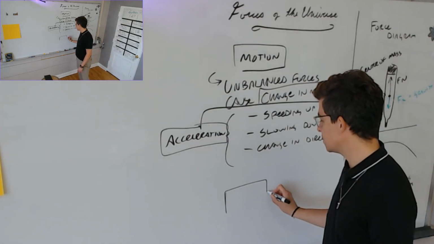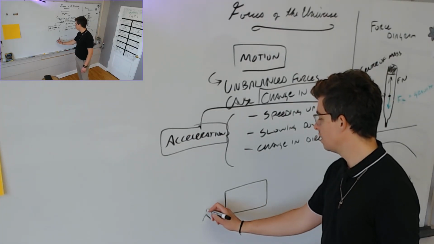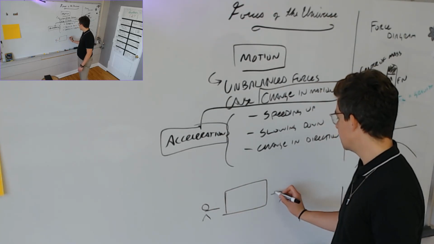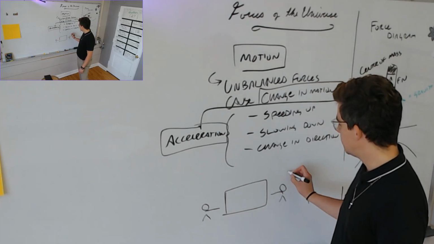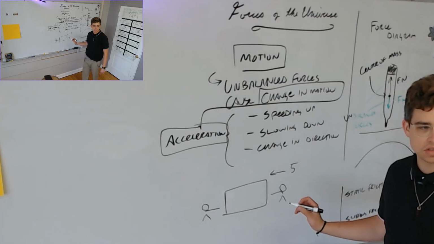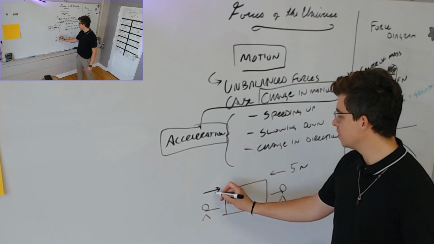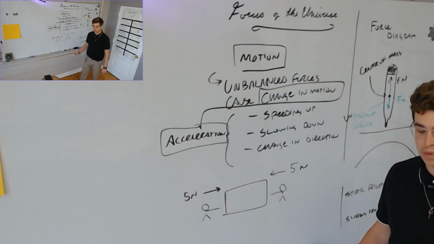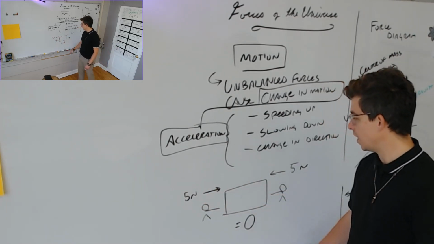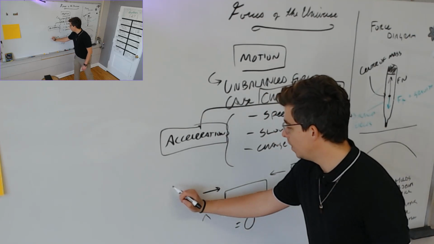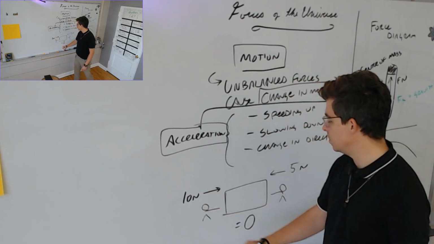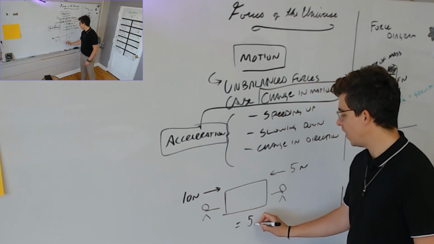Well, here the classic example is, here's Joe, here's Streety. If Streety is pushing with 5, what's the unit we use for forces, by the way? Newtons. 5 newtons. And Joe is pushing with 5 newtons. Is this balanced or unbalanced? We add them together. They equal 0. That's balanced.